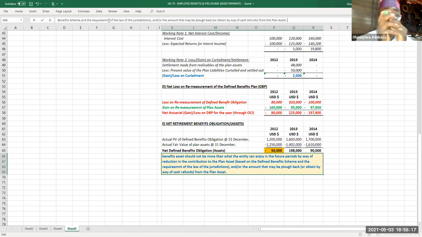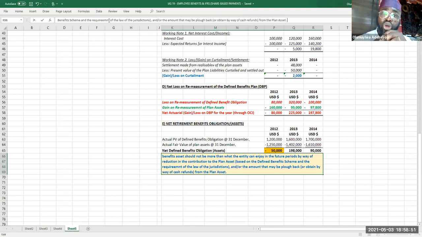Invariably, what it means is that you will compare this net defined benefit asset of $50,000 with the present value of the future benefit associated with it, with respect to one, future reduction you have in your contribution. Two, any form of cash refund or benefit associated to it that will be to the benefit of the organization in the future. Let me now give you a practical example.